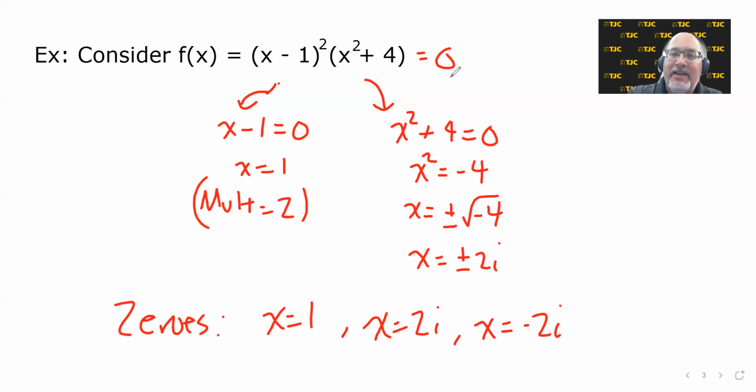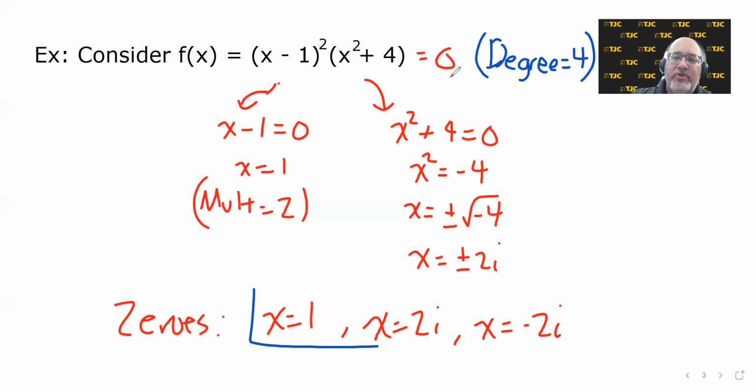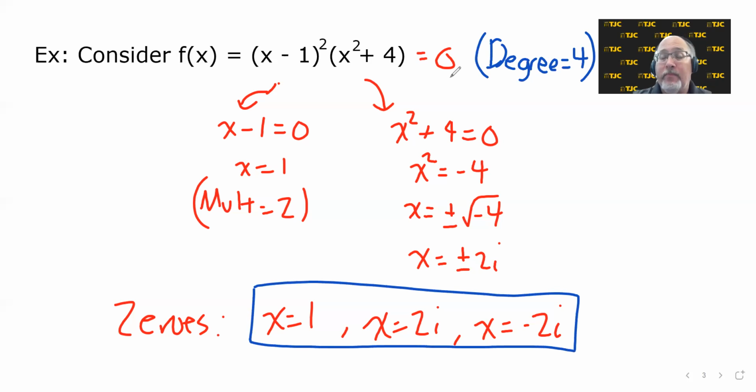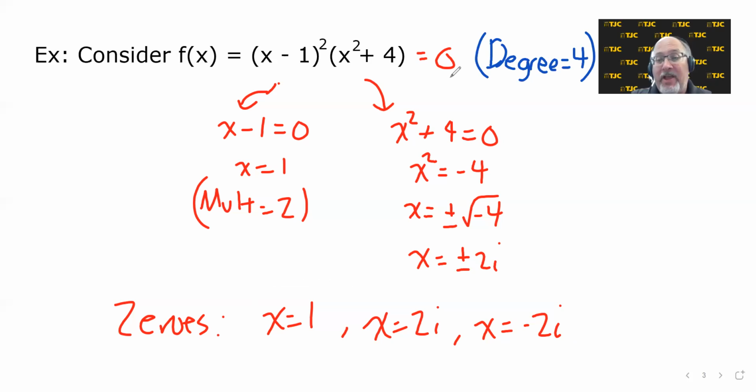It's not immediately evident, but if you remember the discussion we had about calculating the leading term so that we could discuss end behavior, you could figure out that the degree of this polynomial is 4, and we had 3 zeros. So there were at most 4 or less, which is what we had.